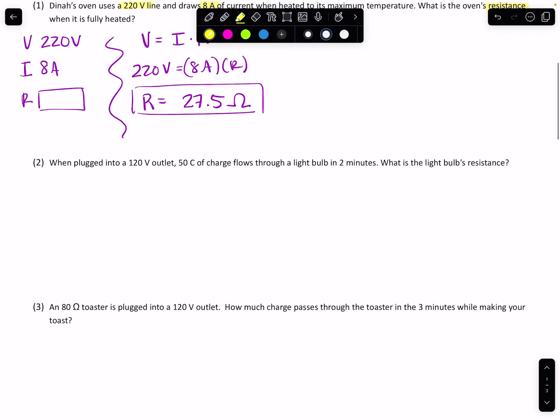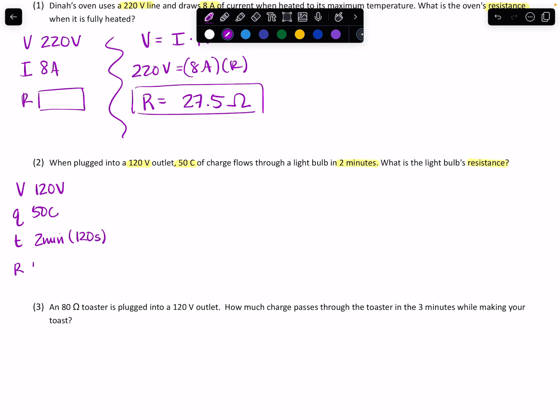All right, let's try another one. When plugged into a 120 volt outlet, 50 coulombs of charge flows through a light bulb in 2 minutes. What is the light bulb's resistance? So we have a voltage of 120 volts, a charge of 50 coulombs, and a time of 2 minutes. I know I'm going to need seconds, so I just multiply that by 60. I'm going to have 120 seconds. And we're asked to find the resistance.